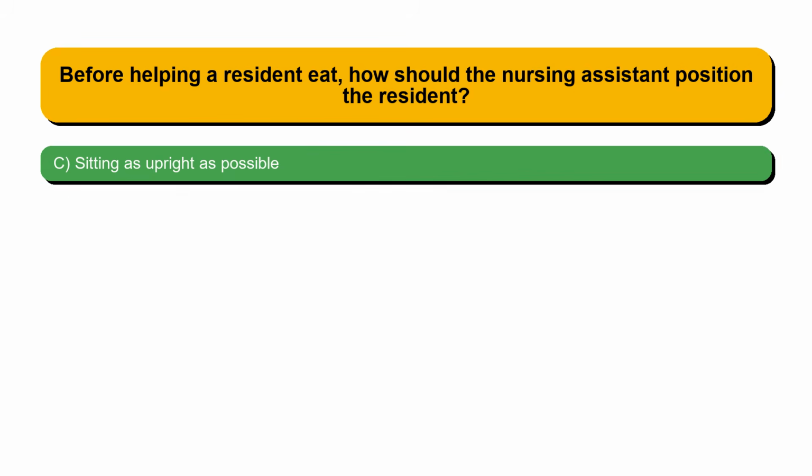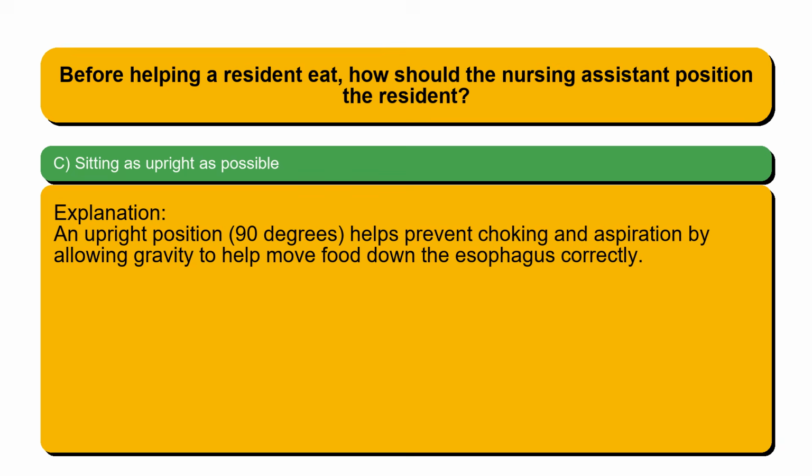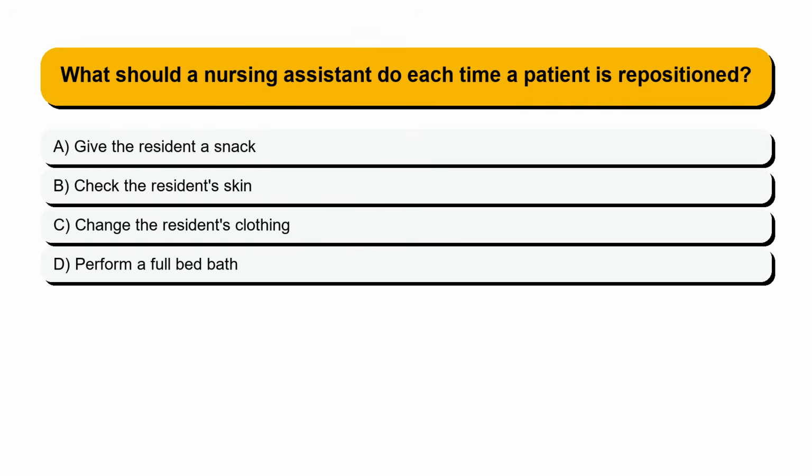The correct answer is option C, sitting as upright as possible. An upright position, 90 degrees, helps prevent choking and aspiration by allowing gravity to help move food down the esophagus correctly. Question 60. What should a nursing assistant do each time a patient is repositioned?